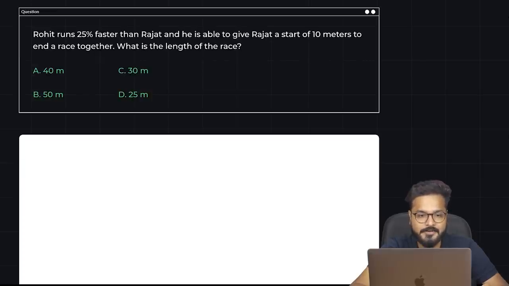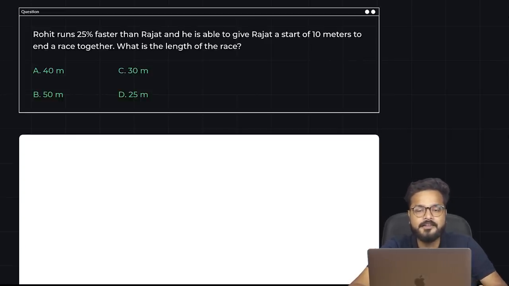Talking about the second question, which says Rohit runs 25% faster than Rajat and is able to give Rajat a start of 10 meters to end a race together. What is the length of the race? This is one of the most favorite types of questions from speed, time, and distance that Infosys generally asks.